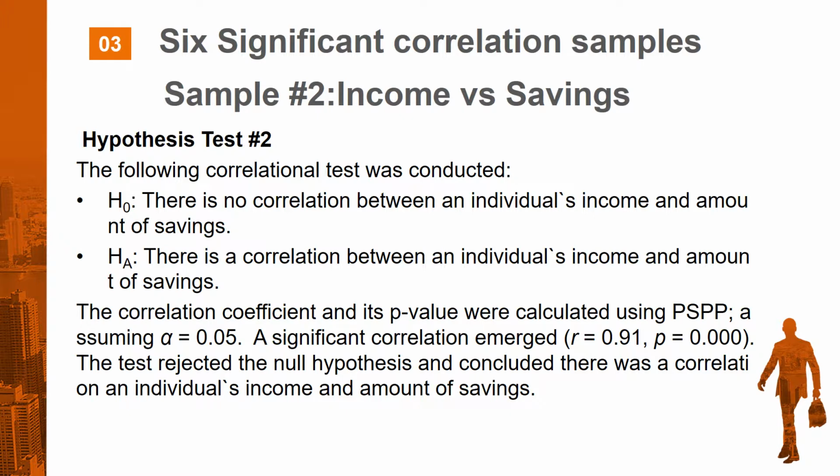And we see here that our p-value of 0.000 is also less than our alpha value. This is also very, very interesting.